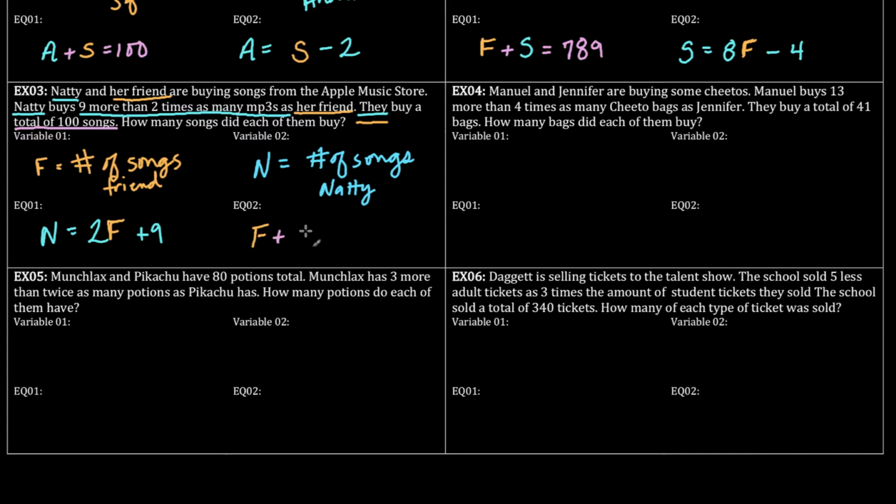plus the number of songs Natty has will be a total of 100. All right, so I'm going to go through this, but to make it a little faster, I'm going to stop switching between so many colors at this point. Actually, what I'm going to do is make this just appear in a couple of seconds.